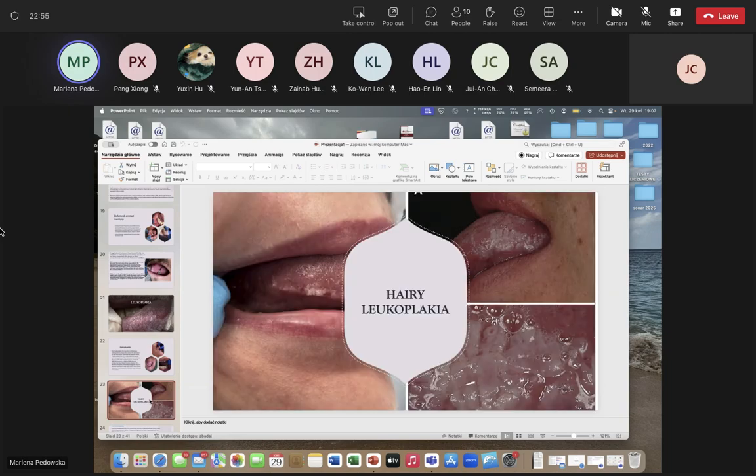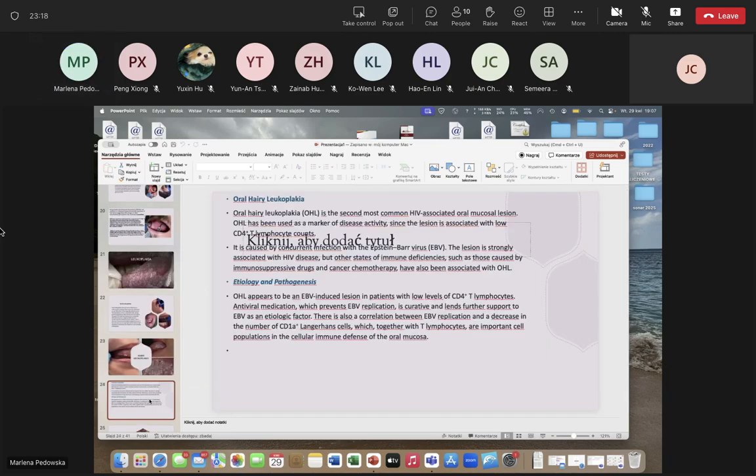A different type of leukoplakia is hairy leukoplakia, and this lesion is related to Epstein-Barr virus infection. It is found among immunocompromised patients, so patients with HIV, with EBV infection, and also, for instance, during oncological treatment. Oral hairy leukoplakia is the second most common HIV-associated oral mucosal lesion. It has been used as a marker of disease activity since the lesion is associated with low CD4 lymphocyte counts. It is caused by concurrent infection with the Epstein-Barr virus.